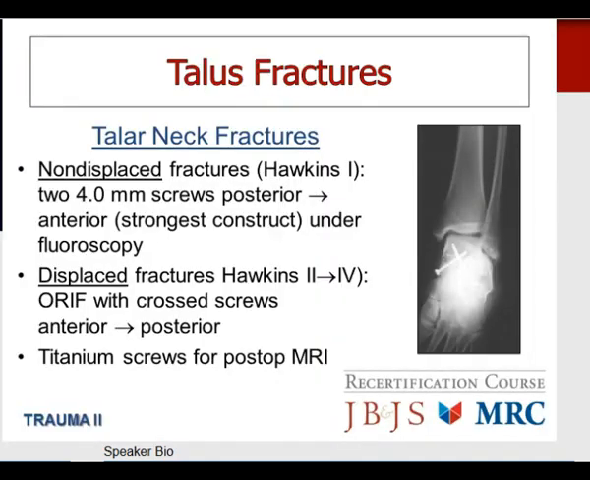Non-displaced Hawkins 1 fractures can be managed effectively with two 4.0 millimeter screws placed in a posterior to anterior orientation. This is the strongest construct, whereas displaced fractures, Hawkins 2, 3, and 4 injuries, are typically treated with an ORIF with crossed screws placed in an anterior to posterior orientation. Again, titanium screws are recommended to allow for possible postoperative MRI scanning.